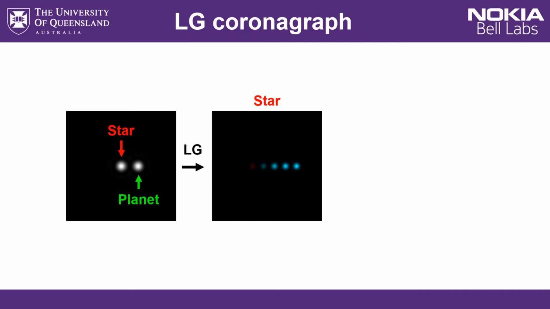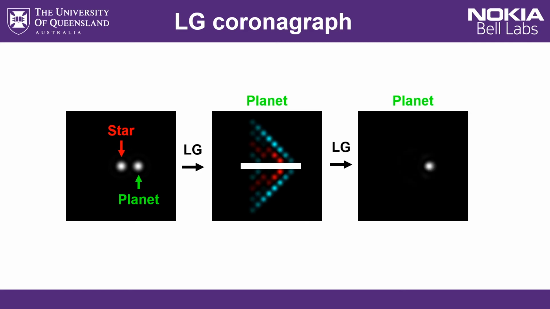Either side of that central line are the non-zero azimuthal index modes, which correspond with the off-axis light. Circularly symmetric parts of the beam, non-circularly symmetric parts of the beam. On-axis parts of the beam, off-axis parts of the beam. So if you block out the starlight by blocking the central line in the LG domain, then you can send it through another mode sorter to recombine them into a focused image.